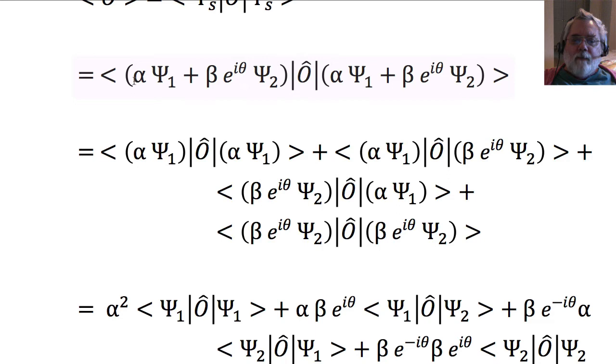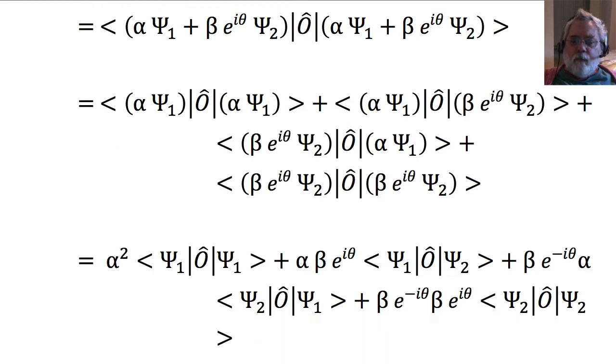Now, in this case, alpha and beta are real. Theta is real, so e to the i theta is complex. Psi sub 1 and psi sub 2 are complex. So we have to remember that, because when we pull something out of the bra to the left, we have to conjugate it. But remember, alpha and beta are already real. So I'm going to shut up and let you try to do the math if you wish.